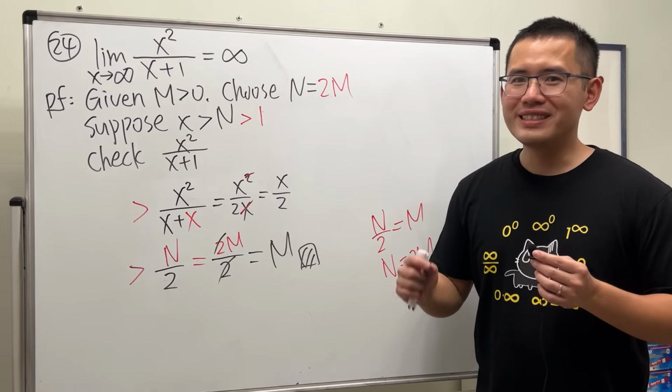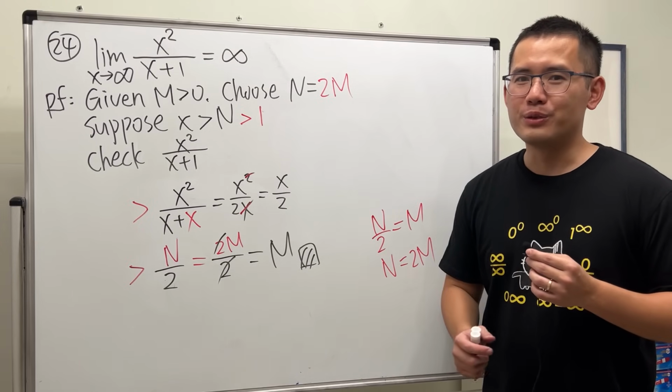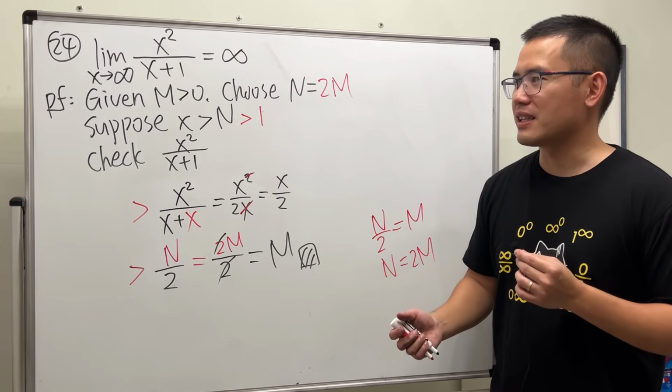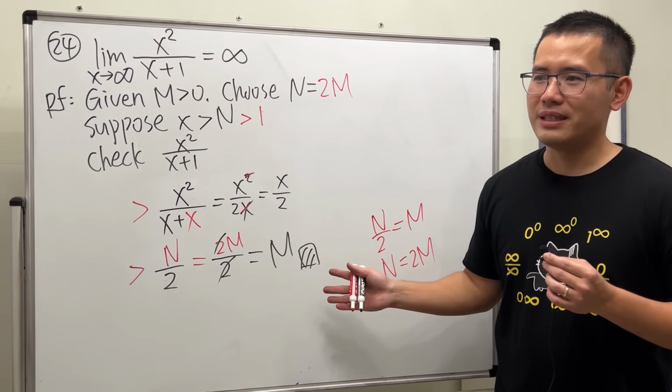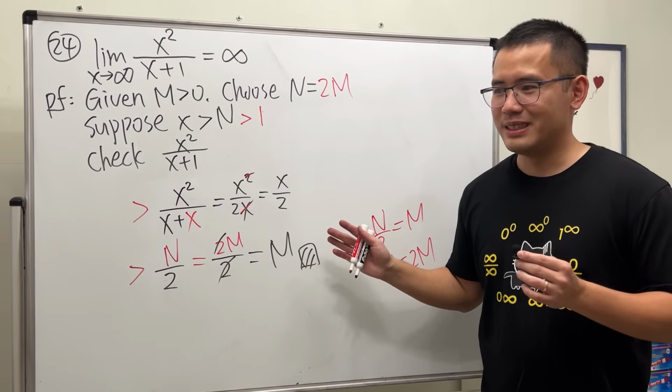24 rigorous limit proof. And hopefully, this right here helps you with your calculus class or real analysis class. Proofs are not so bad. It's just practice a little bit. There are worse ones than this one.